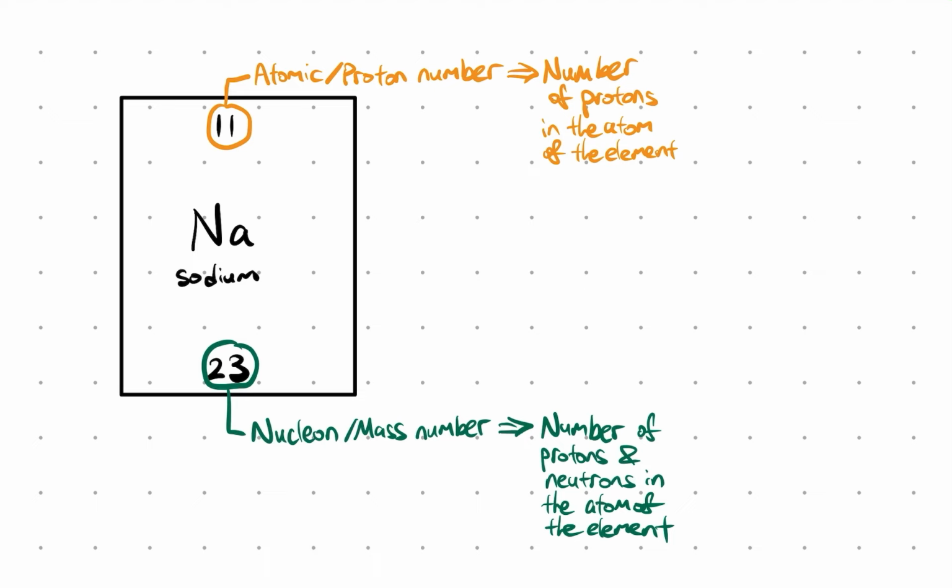The bigger number at the bottom is what we call the nucleon or mass number, which corresponds to the number of protons and neutrons in the atom of the element. From this, we know that the relative mass of sodium is 23, because protons and neutrons make up most of the mass of an atom.